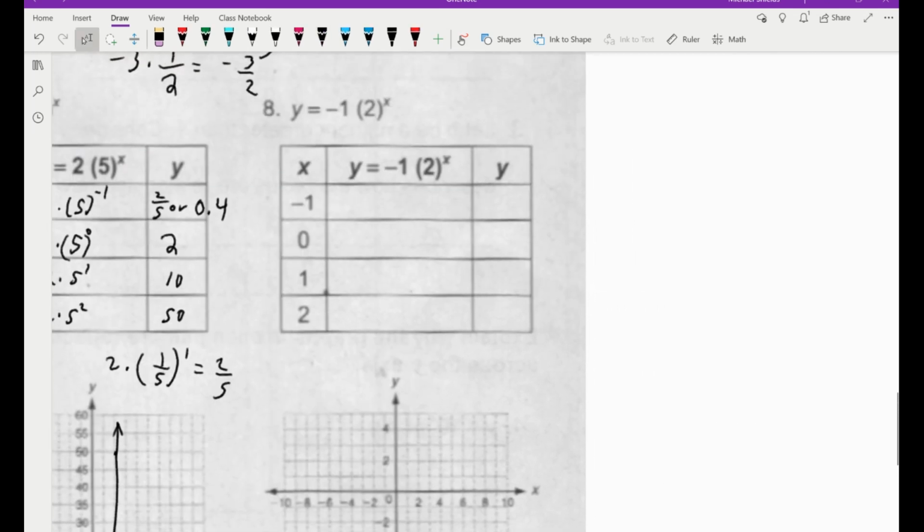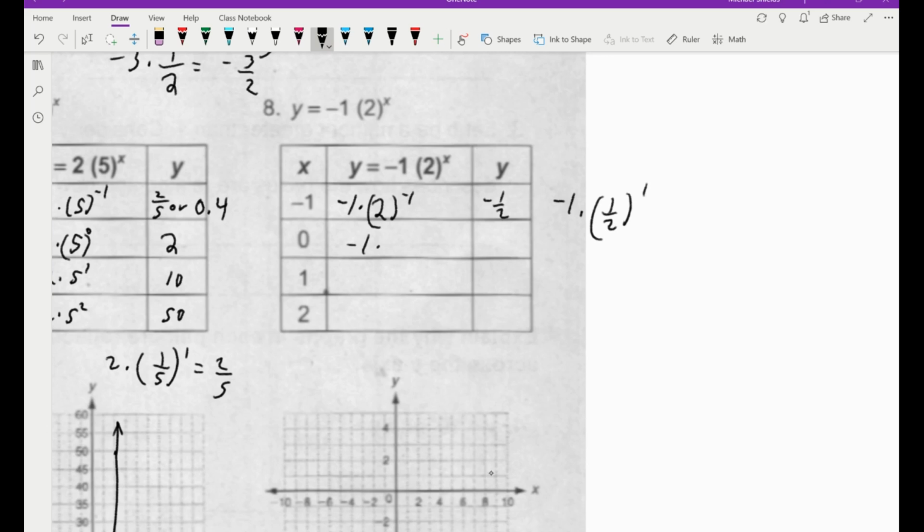Number 8. Now this negative sign tells us it's going to be reflected across the x-axis. Minus 1 times 2 to the minus 1. This, of course, means the 2 is going to be on the bottom. So minus 1 times 1 over 2 to the 1, which is minus 1/2.